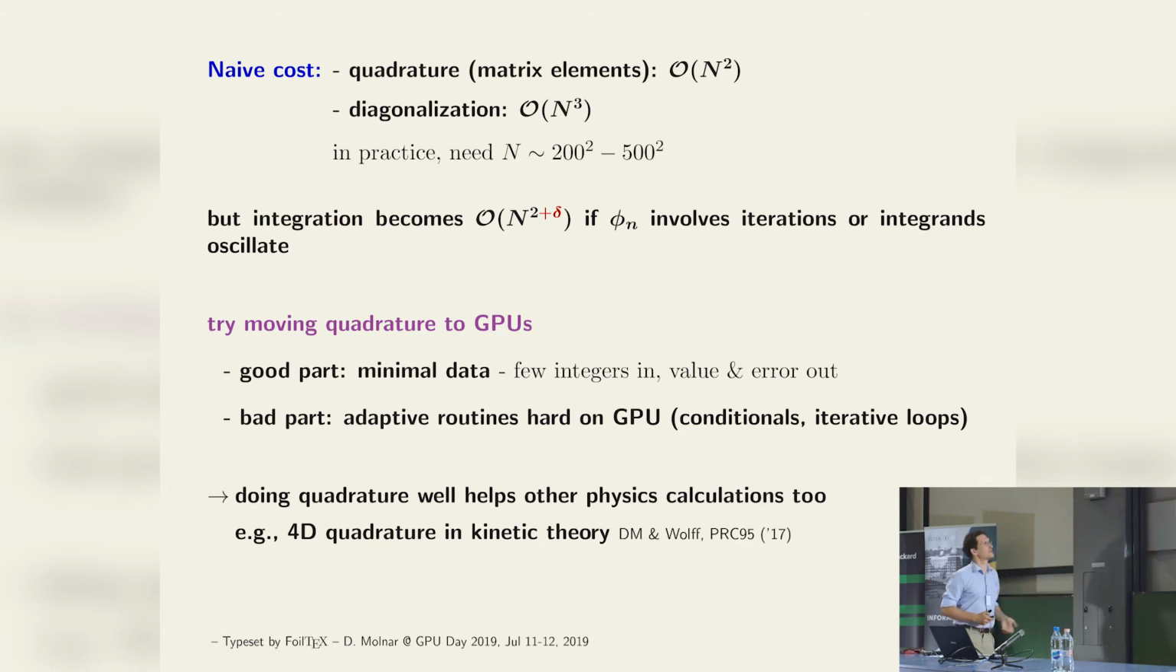For example, I spent quite many years of my life doing 4-dimensional integrals for kinetic theory. And in fact, the only reason I did 4D is because 5D was too slow. I actually really wanted to do 5-dimensional integrals. So if somebody can solve this problem for me, I can solve more complicated physics problems in other areas of life.